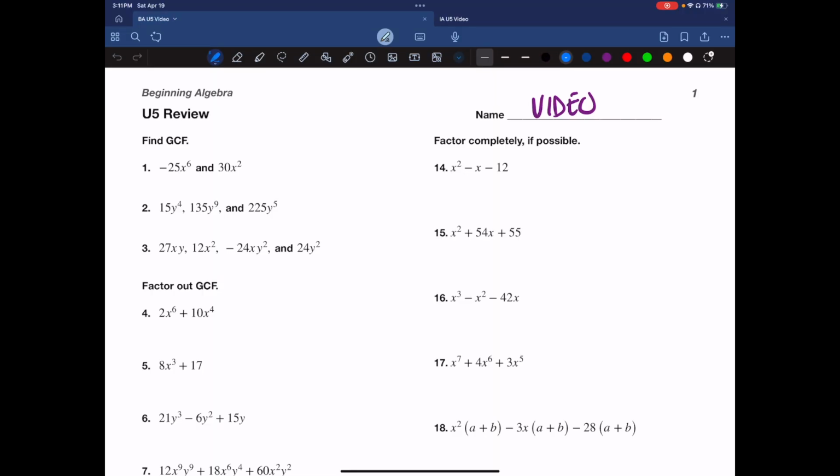Hey guys, let's talk about the Unit 5 review. For these first three, we're just focused on the greatest common factor. We're going to look at each term or multiples of terms and see what they have in common. When it comes to just these first three, it's not always evident when we're going to take out a negative, but when we get down to number 4 and the rest of them, when in doubt, take it out. That's the rule of thumb here.